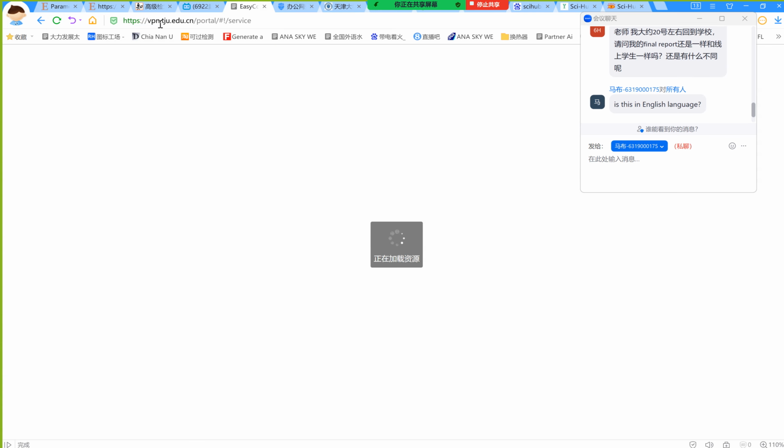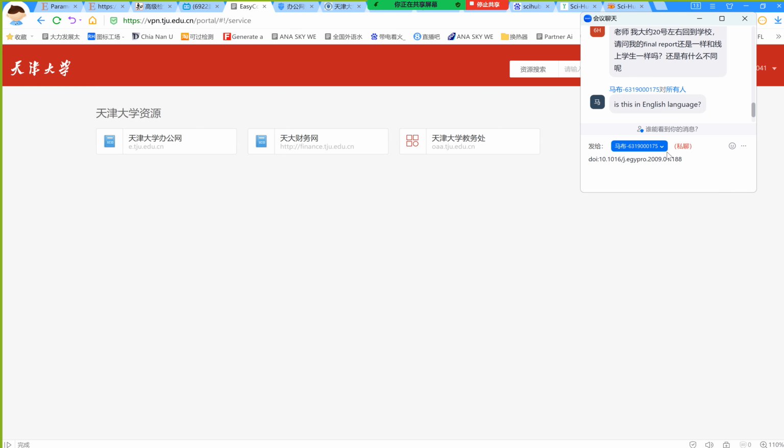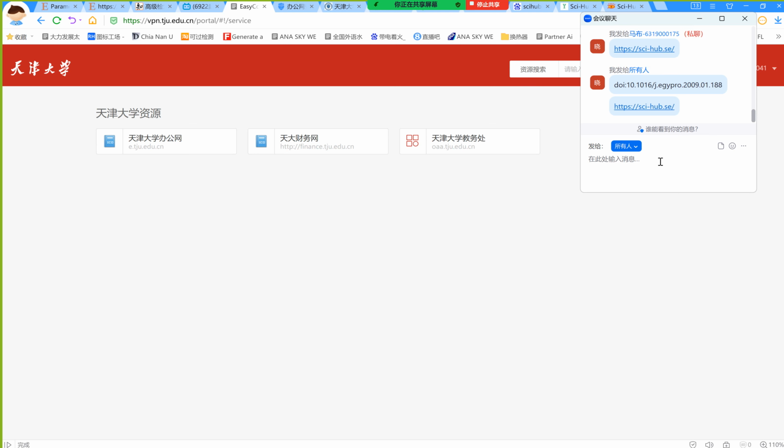So you may have to log into the VPN this way. Oh, not private. Sorry. This one's not correct. The last two websites you may find the resources from the internet. The first one, SCI Hub, is a website Russian people created to download papers for free. And the last one, vpn.tju.edu.cn, is a VPN resource at Tianjin University where, after you log in, you can enter the library and download as many papers as you like.